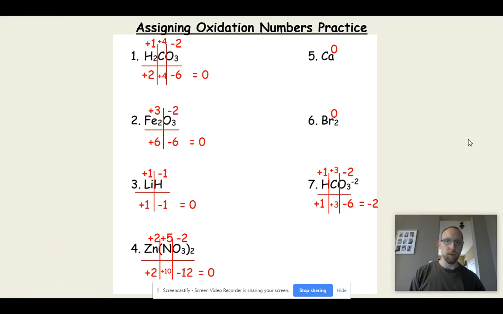So when you're done, check your answers. Here are the answers. We already did number 1 together, but let's go through the other ones. Number 2, right? Use what you know to figure out what you don't know. So oxygen is usually -2. So -2 times 3. Remember, we're multiplying on our way down. Gives us -6. So what do I need to get to 0? I need a +6. But now don't stop there.